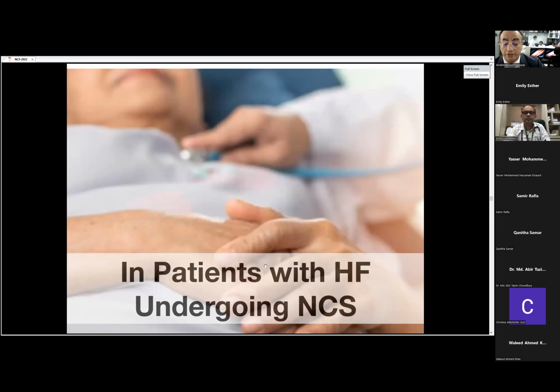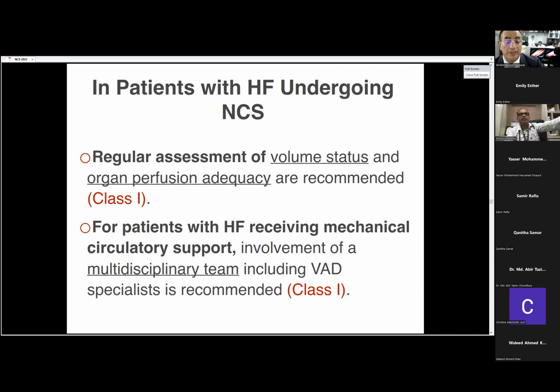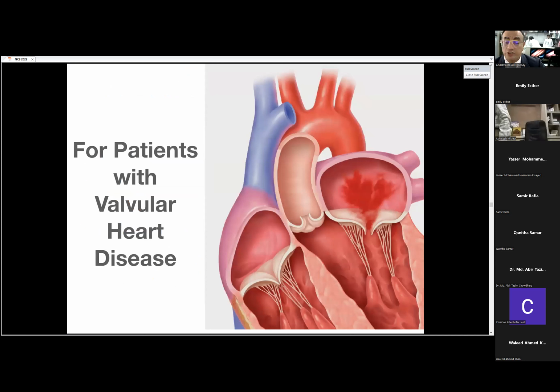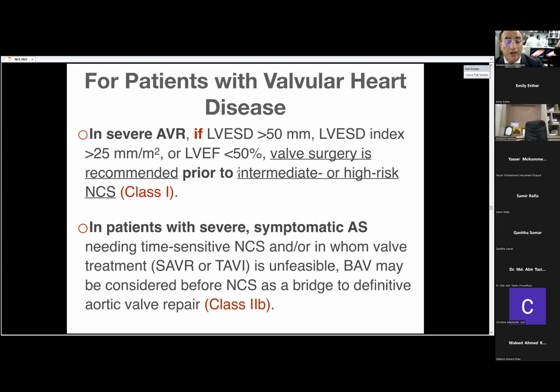For patients with heart failure undergoing non-cardiac surgery, regular assessment of volume status and organ perfusion during the procedure is recommended. This is class 1 indication. For patients with valvular heart disease who will have low risk elective non-cardiac surgery, even if there is severe valvular heart disease, keep this patient to do the low risk non-cardiac surgery.